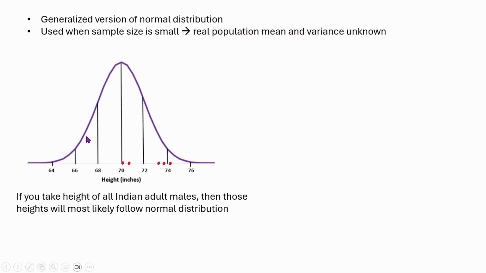For example, this is a normal distribution curve of Indian male heights. As you can see, most of the male heights revolve around 70 inches. That means most Indian adult males have around 70 inches height. And there are some rare individuals who are very tall, and also some rare individuals who are very short.